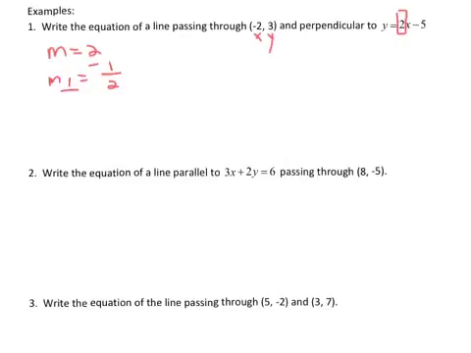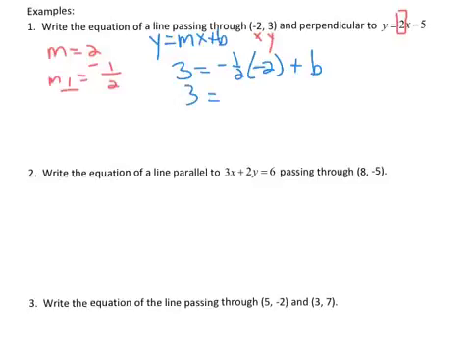Now I just substitute in. I have a y value and an x value, and I have the slope. So 3 is equal to negative 1/2 times negative 2 plus b, because we're always substituting into y equals mx plus b. Alright, 3 is equal to, when I multiply negative 1/2 by negative 2, I get positive 1. So b is going to be 2. Now I just put everything together. Y is equal to negative 1/2 x plus 2.